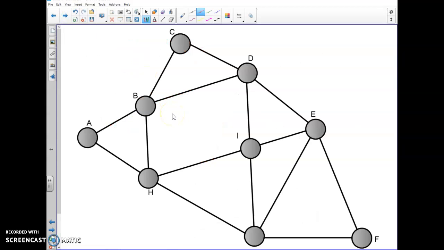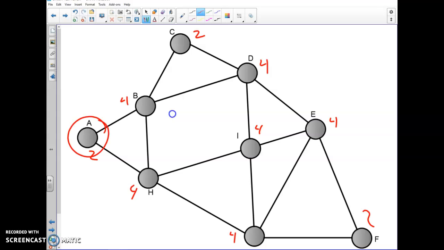Now, on the test, I'm going to ask you to find the circuit, the path, or neither. So on all of these pictures, the first thing I'm going to do is get the degree of each vertex, and I'm going to write it right next to it. And if you notice here, this picture literally has no odd vertices, which means it can be a circuit.